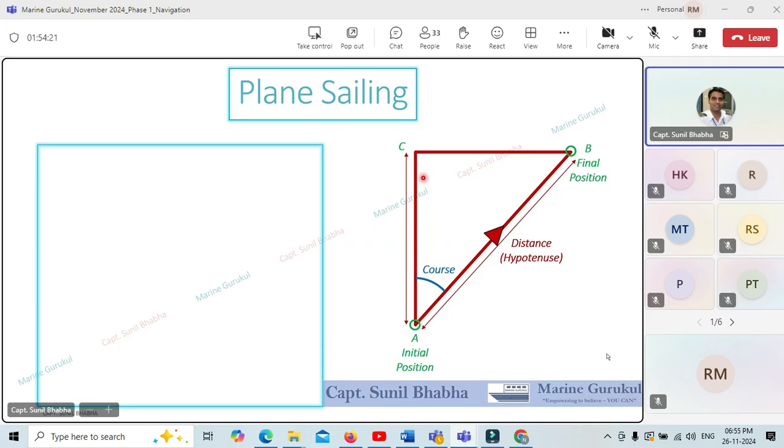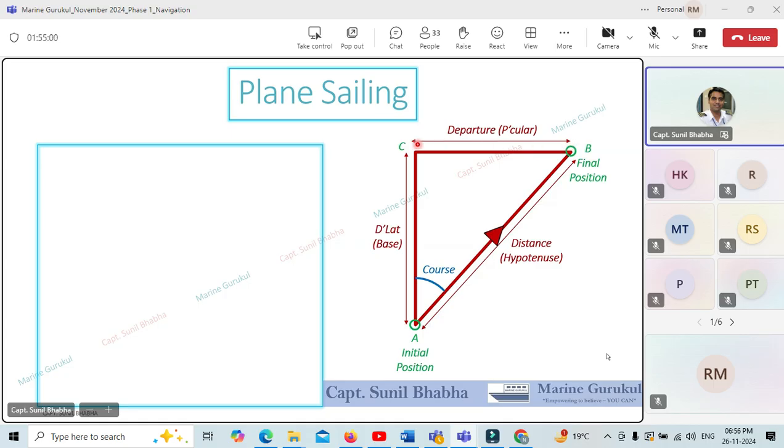The vertical side of our triangle, Alpha to Charlie, if measured on a Mercator chart, gives us the D-lat, or difference of latitude, between our initial and final positions. The third side of the triangle, the horizontal side, Charlie to Bravo, if you measure this side on a Mercator chart on the latitude scale, gives us the departure between our initial and final positions.